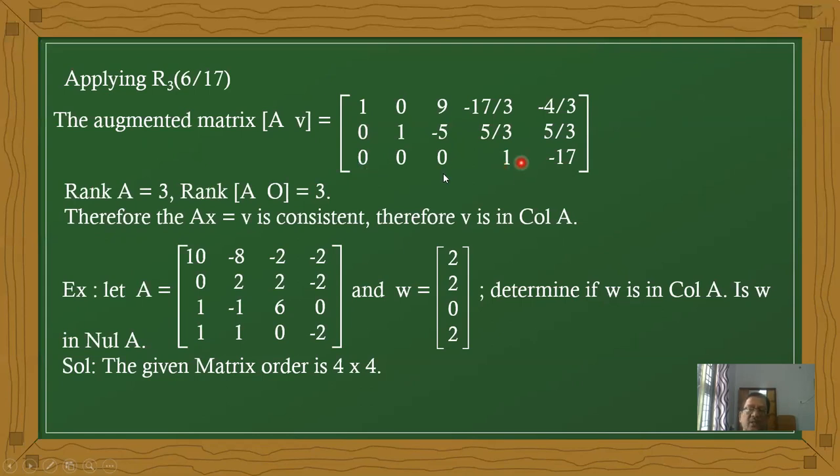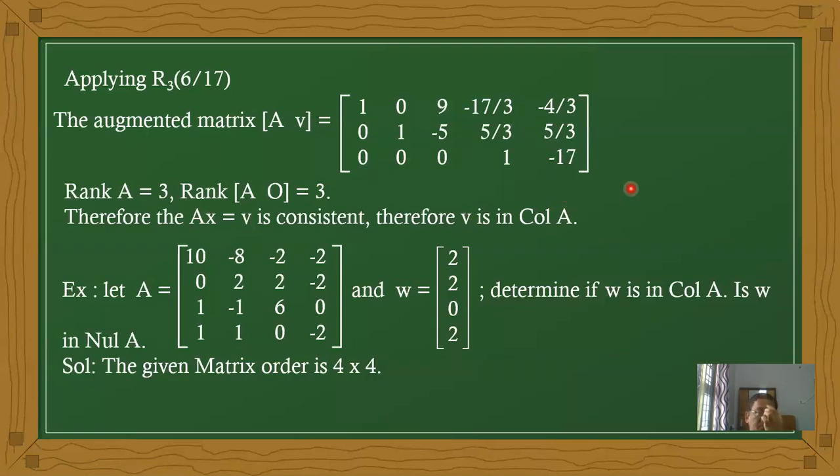And the rank of this augmented matrix: here also we have 3 non-zero rows. Therefore the rank is 3, so the ranks are the same. Therefore the given equation Ax equals V is consistent, which means solutions exist. Therefore V is in column space of A. Okay, that is the first part.